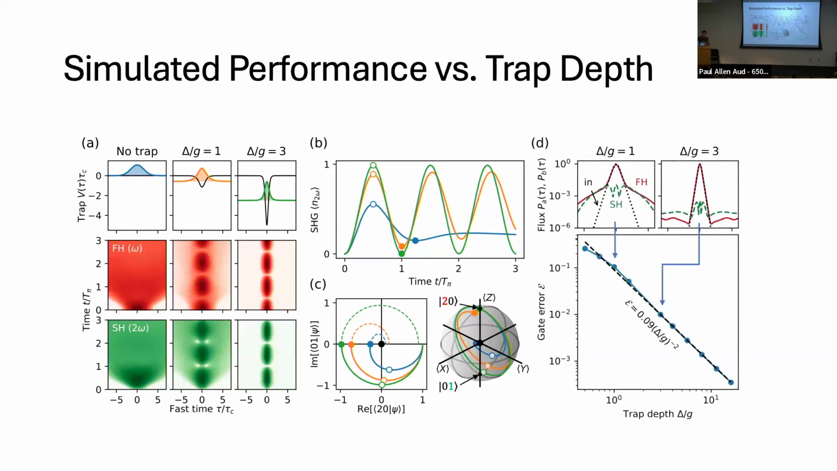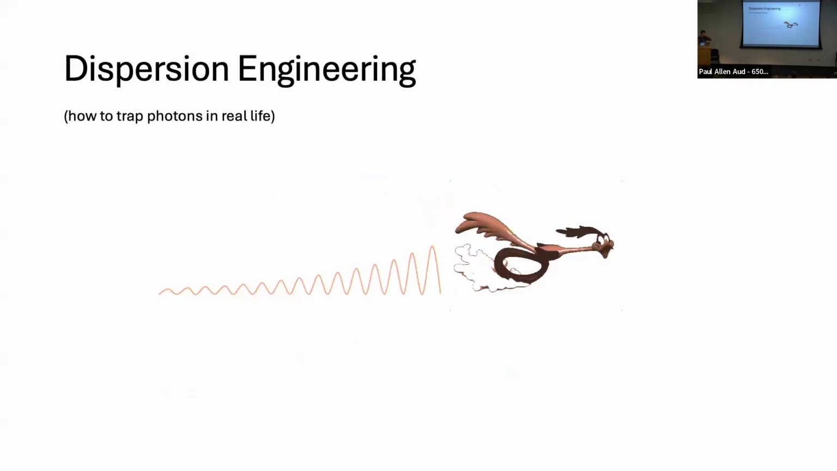In fact, you can relate the gate fidelity to the depth of the trap through an expression whose scaling is consistent with second order time-dependent perturbation theory. And what this means is that if you have strong enough temporal traps, you can engineer effectively single mode interactions that can get around the Shapiro problem and give you high fidelity gates. So this works in theory.